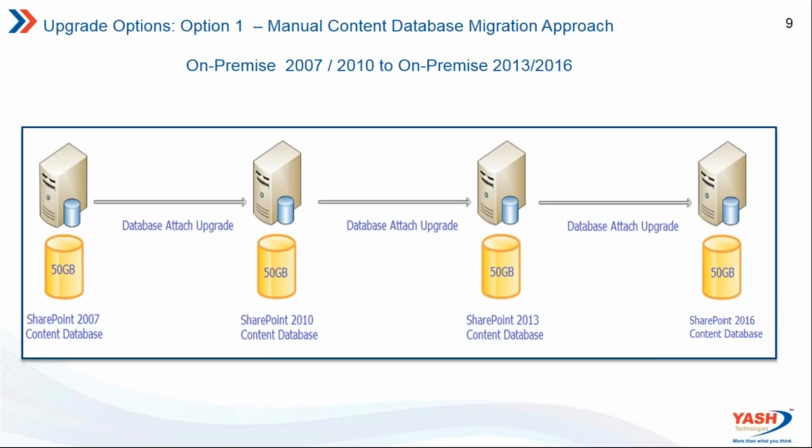There is no direct path from 2007 to 2013. We have to go through the route of SharePoint 2010 to migrate to 2013. Similarly to 2016 as well. We have to go the route of hopping from 2010 to 13, 13 to 16. So this is the manual content database migration approach.